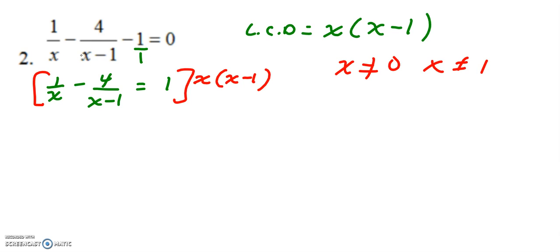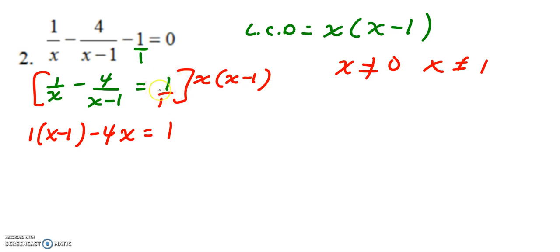So if I continue and I think about distributing this, or what each needs, this first fraction has the denominator of x, so the top needs the x minus 1. So this would become 1 times x minus 1 minus 4. This has the x minus 1, it needs the x. So minus 4x equals 1.